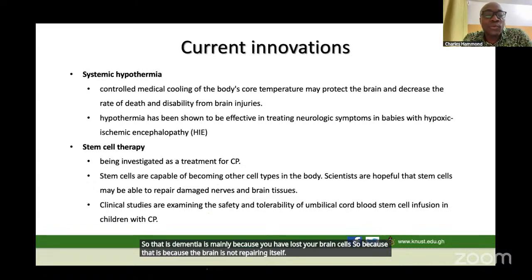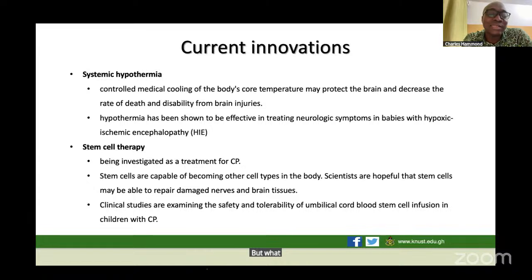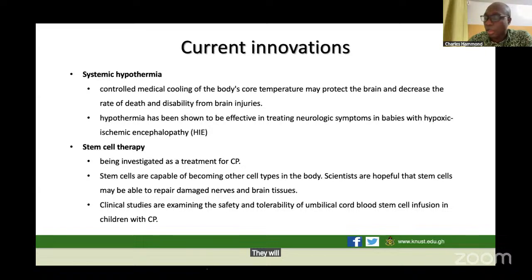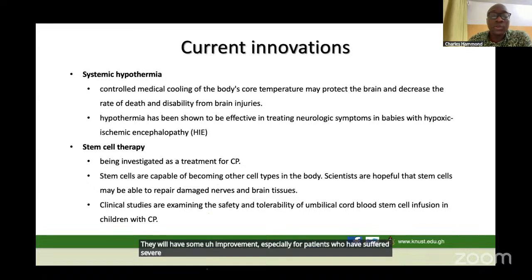But what people are saying is that, or what scientists are saying is that stem cells are capable of regenerating into brain tissue. So they are beginning to use stem cells, and they are specifically using umbilical cord blood cells, infusing it into the patient to see if they will have some improvement, especially for patients who have suffered severe brain insults. So that is what is being done.